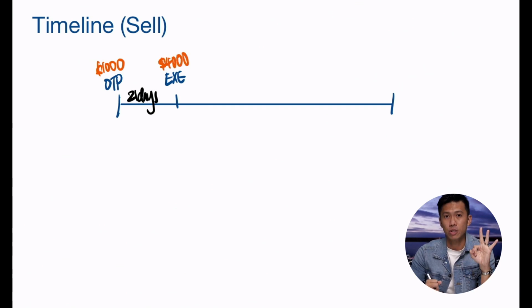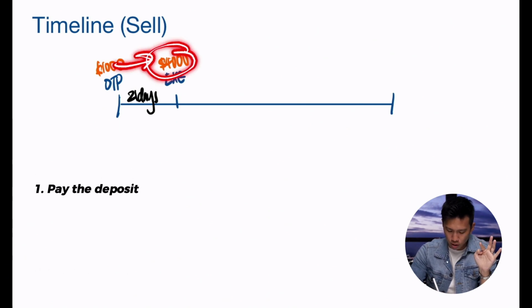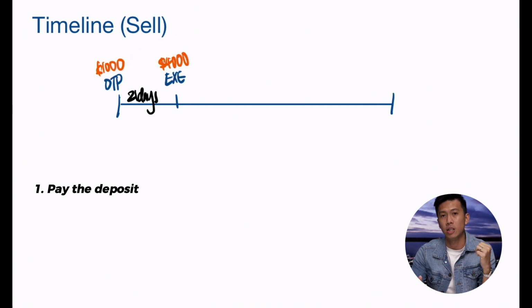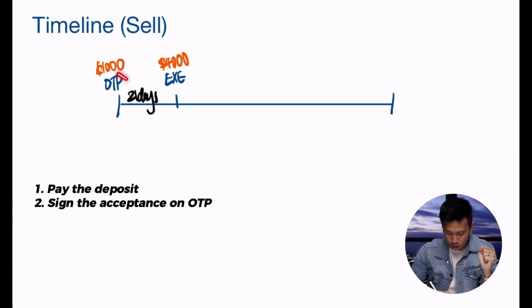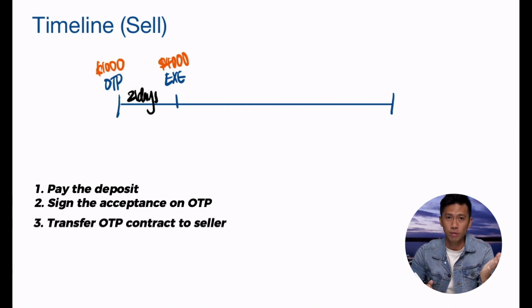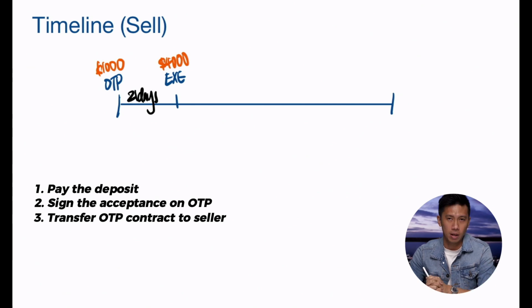There are three criteria to exercise this option to purchase. Number one is to pay the seller the remaining $4,000. Both these sums added together will be the deposit for the transaction itself. Secondly is to sign on the acceptance in the options to purchase. And lastly, the third condition is to transfer the OTP contract to the seller.